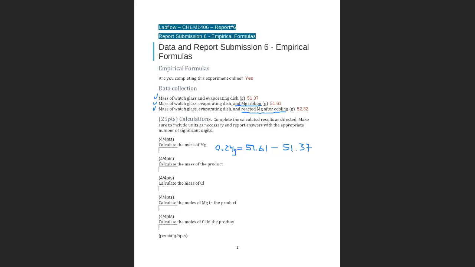Very good. How are we going to calculate the mass of the product? What is the mass of the product? We are going to do the same thing. We have the mass of the product plus the system, and we don't want to know the mass of the watch glass and evaporating dish. We just want the mass of the product. So what is the answer?